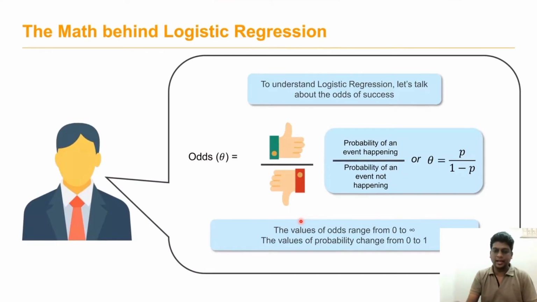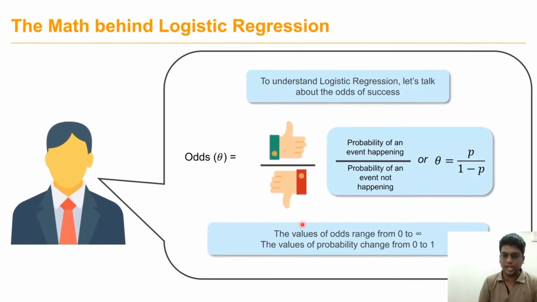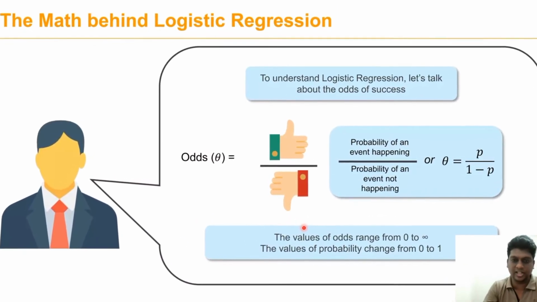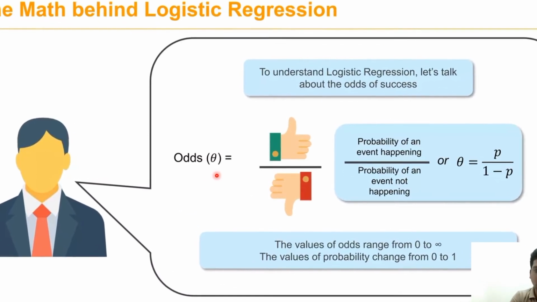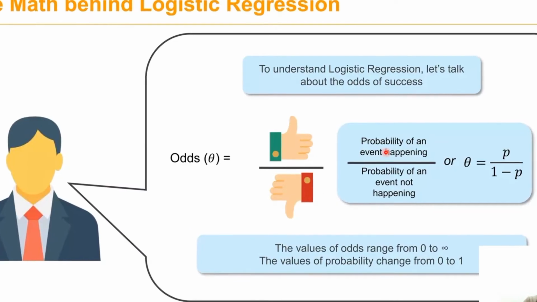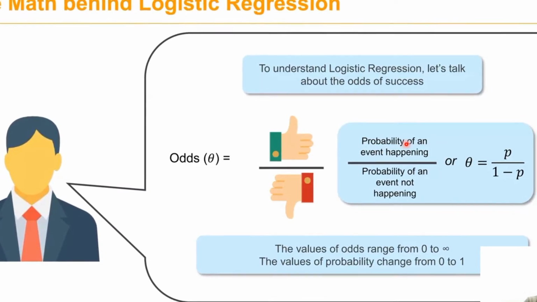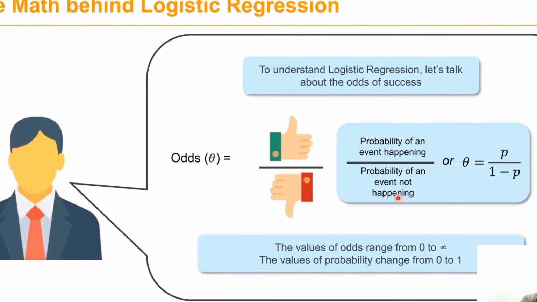So now we can find out what is the mathematical equation behind this logistic regression type. So now we can calculate the value of that theta. So that is a ratio of the probability of that event happening to the probability of the event not happening.